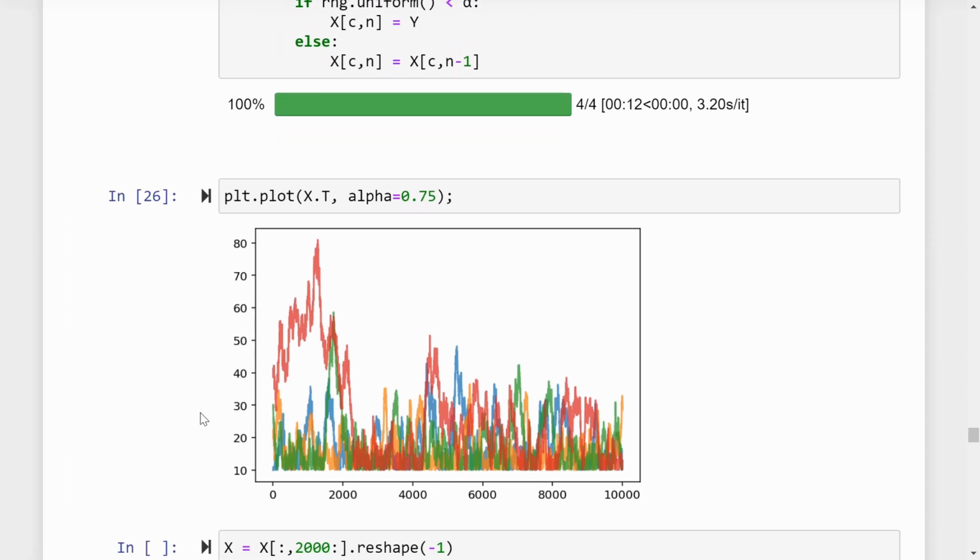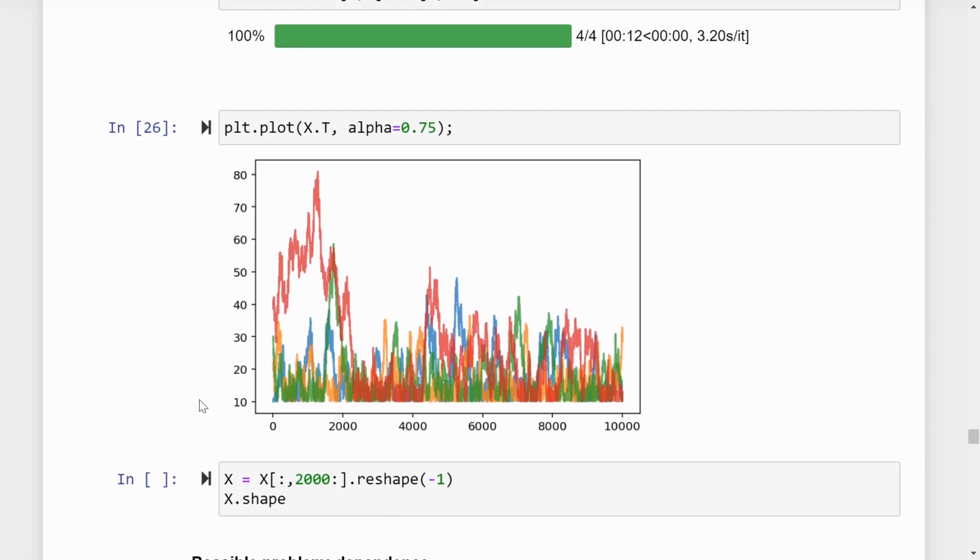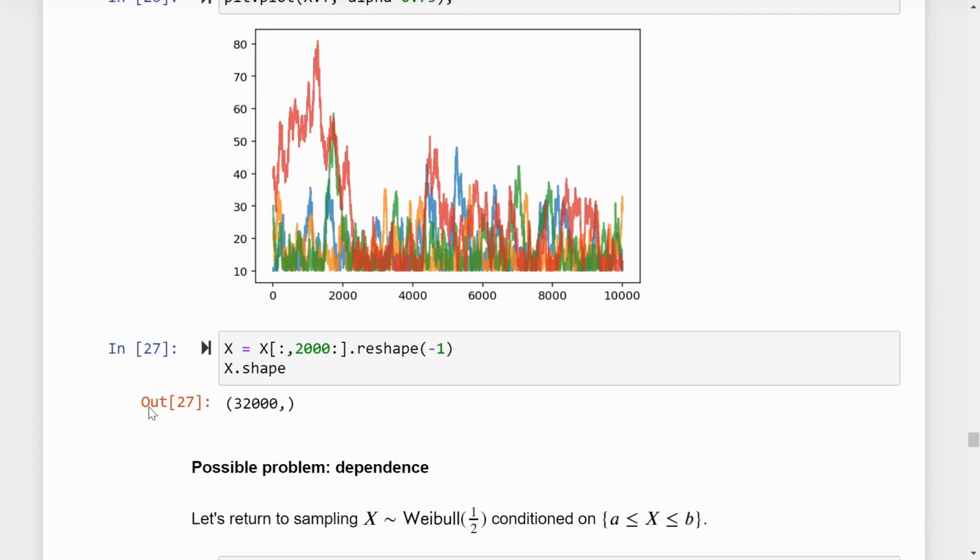Running again with smaller starting values shows that the 4 chains become indistinguishable after about sample number 2000. And so we waste less computer time by choosing the smaller burn-in value. Taking the remaining samples of each chain and putting them together using reshape, we get a final sample size of 32,000.